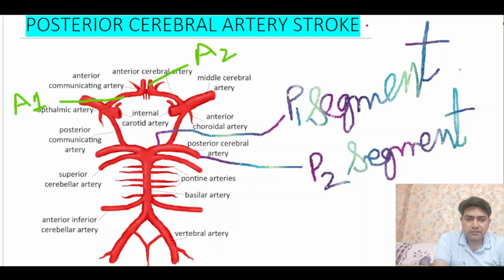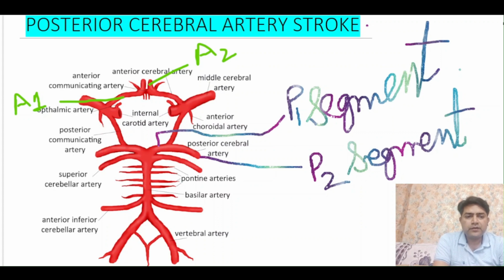Now, which part of the posterior cerebral artery? You can see that the part of the PCA before the posterior communicating artery, which is arising from the internal carotid artery, is known as the P1 segment. After the posterior communicating artery, it is known as the P2 segment. Similarly, in the anterior cerebral artery, it is the A1 segment, and after the anterior communicating artery, it is the A2 segment. So the A2 segment and P2 segment are not forming the circle of Willis. The circle of Willis is formed by the P1 segment, posterior communicating artery, A1 segment, and the anterior communicating artery.